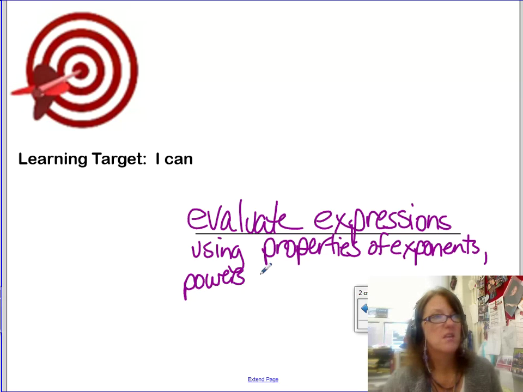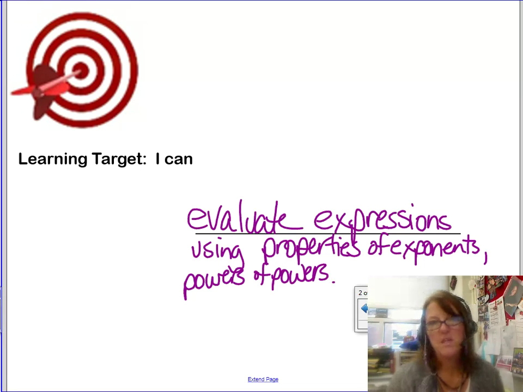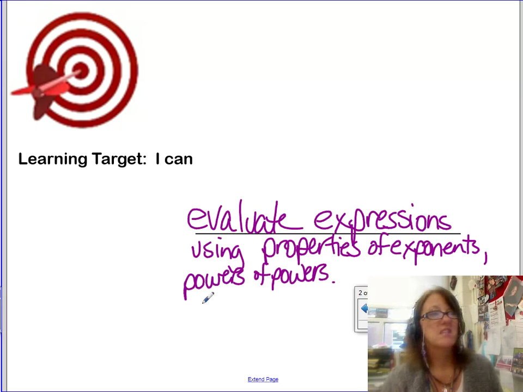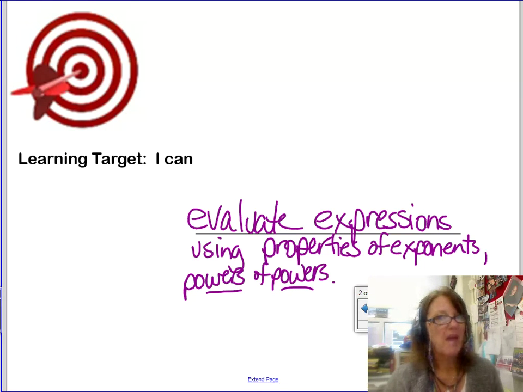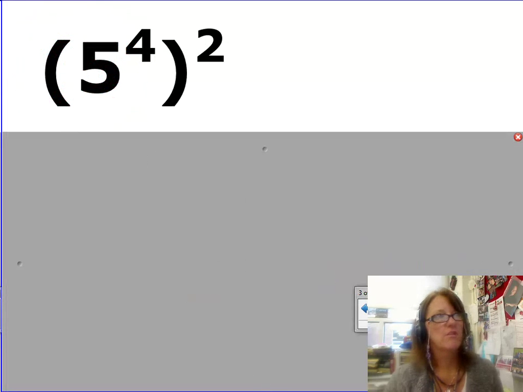Now, yesterday we were just focusing on multiplying things with the same base, dividing things that have the same base, and seeing the relationship that happened there. Today we're going to get powers of powers. So it's kind of like we're stacking it all up. Ready? Look for a pattern. Always have your eyes attuned to look for a pattern.